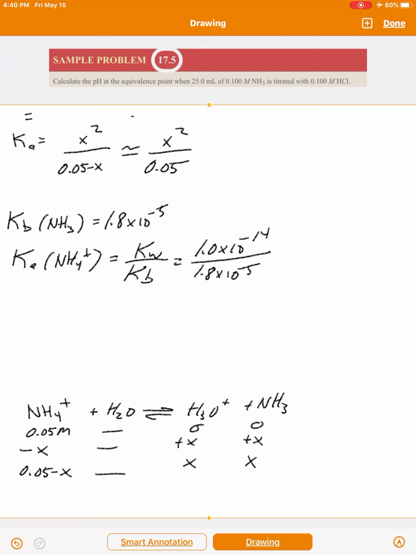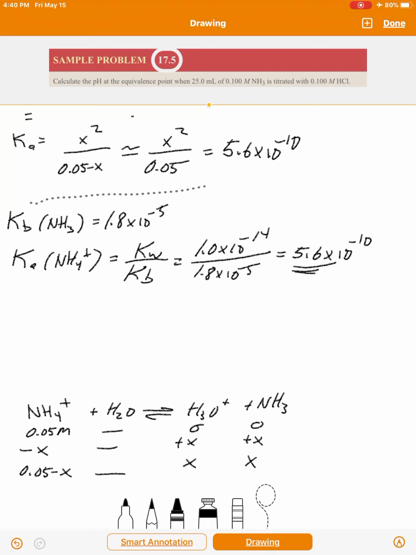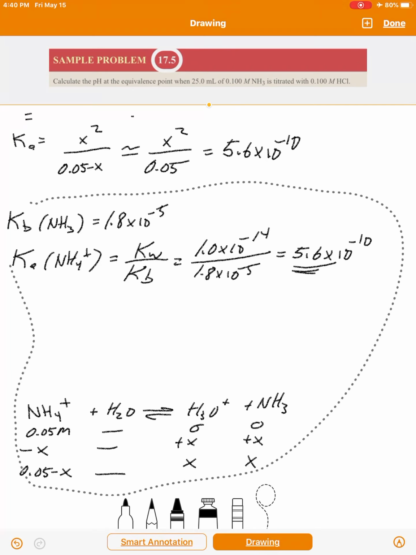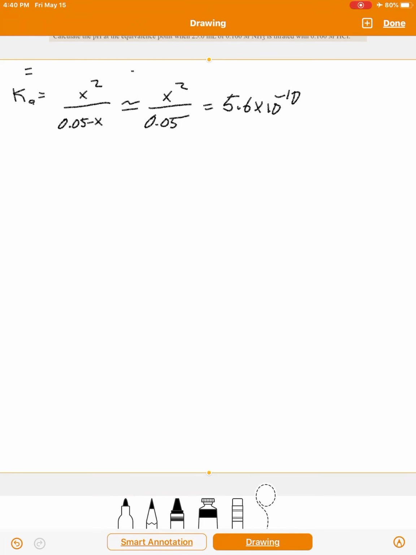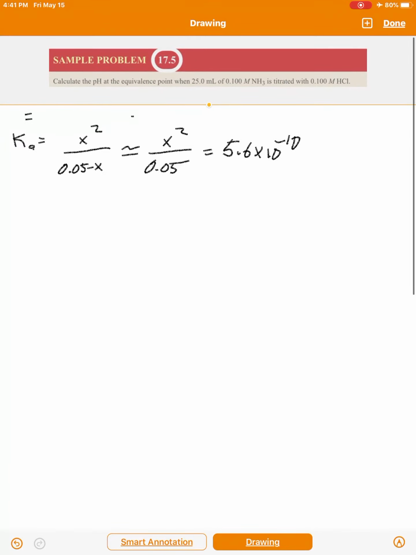I looked that value up. They don't give it to you here. You have to go all the way back to chapter 16 for the Kb values of weak bases to figure this out. And you get 5.6 times 10 to the minus 10. There's our value there. So that means that Ka is equal to 5.6 times 10 to the minus 10. So that's where we're at right now. Notice how much space and effort and calculations this takes. These are some of the most challenging problems in general chemistry: doing these pH calculations of titrations, especially if one of them is a weak acid or base.